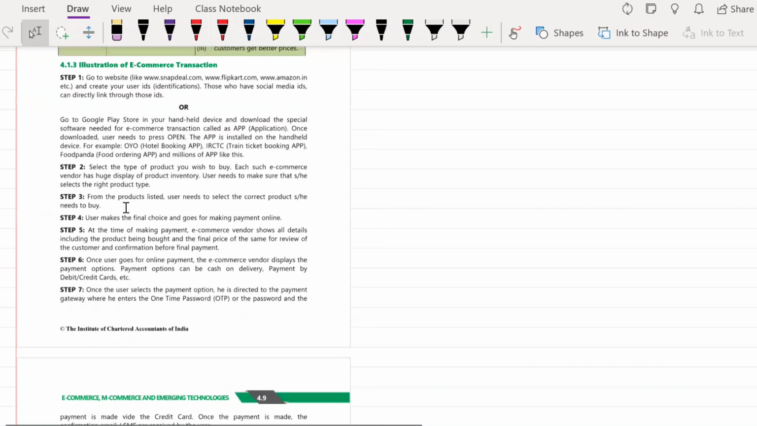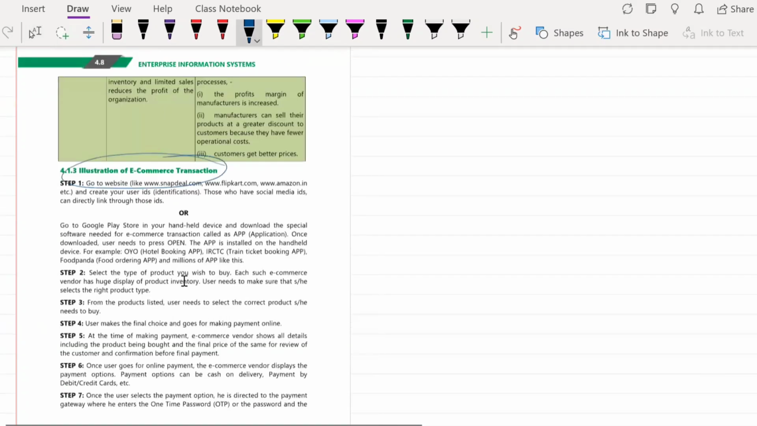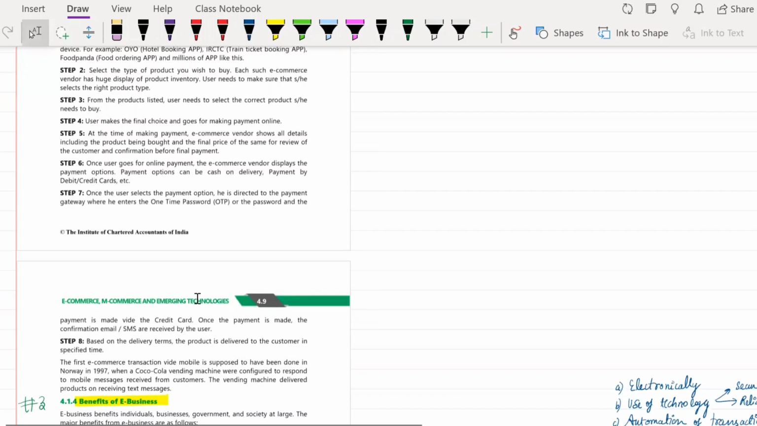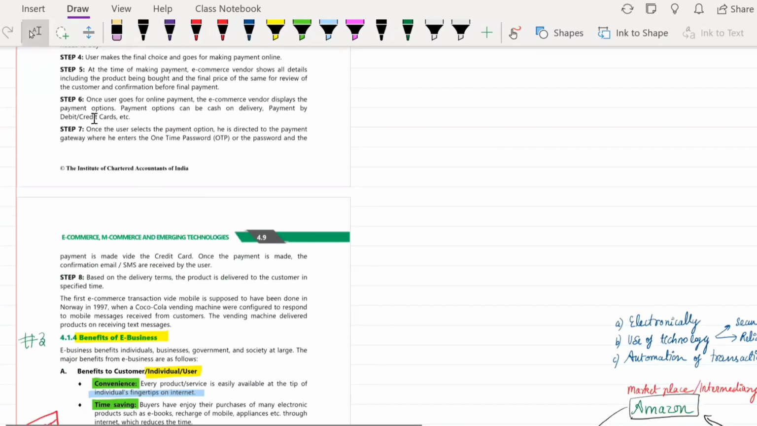Okay, then here you just have an illustration of how an e-commerce transaction would usually work. You all know this. So you can just go and give this a read.